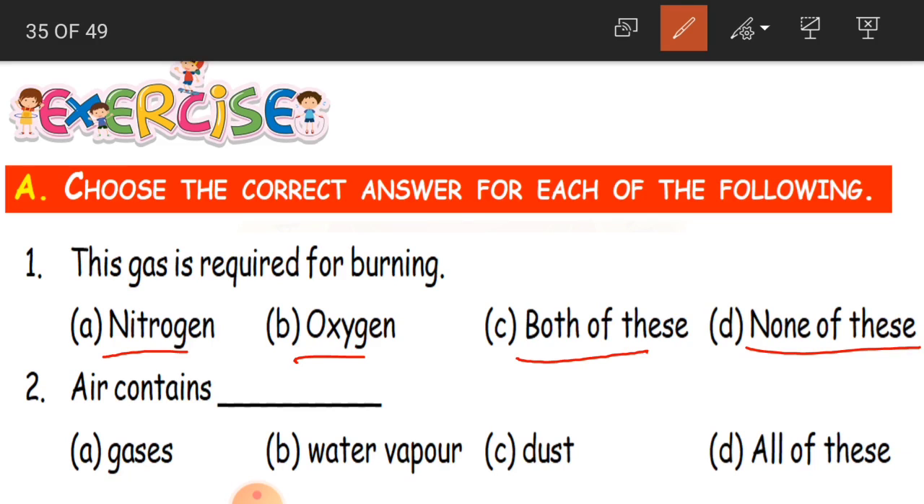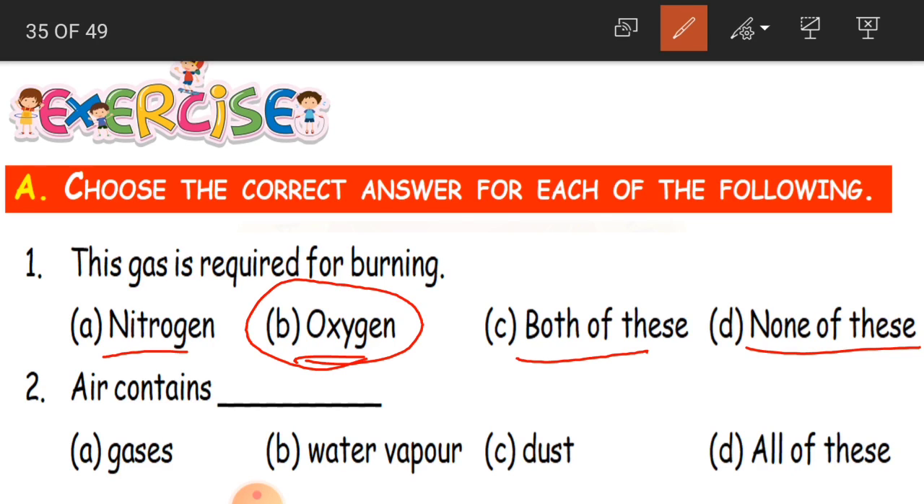So, what is the answer? It is B option, that is oxygen. Oxygen is very important for us. Not only for our breathing, children, even this gas is required for burning.